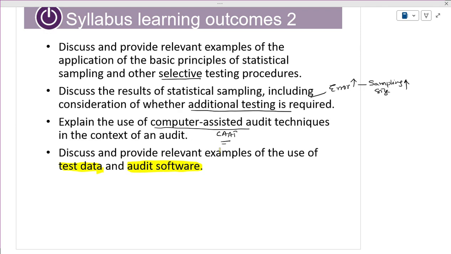Discuss what the examples of test data and audit software are. If you take the current scenario, most of the audit firms, the big 4 audit firms, as the second layer, and I can say the third layer also, the smaller company audit firms, most of the people use audit software.